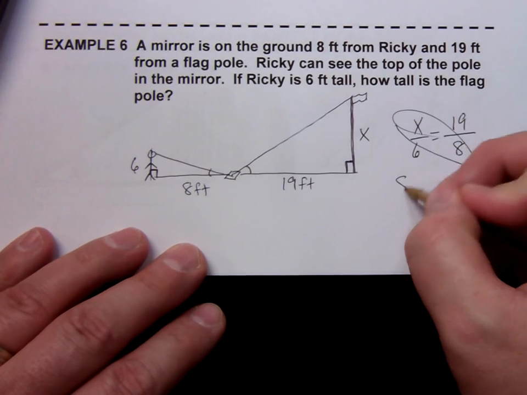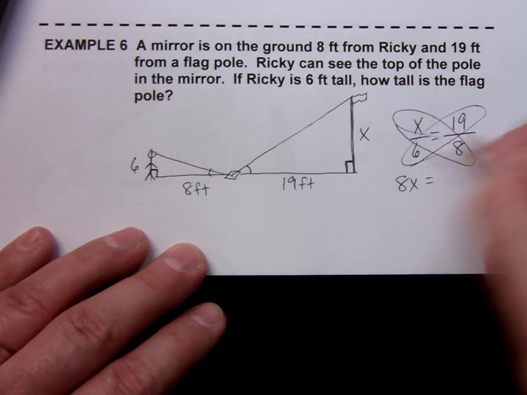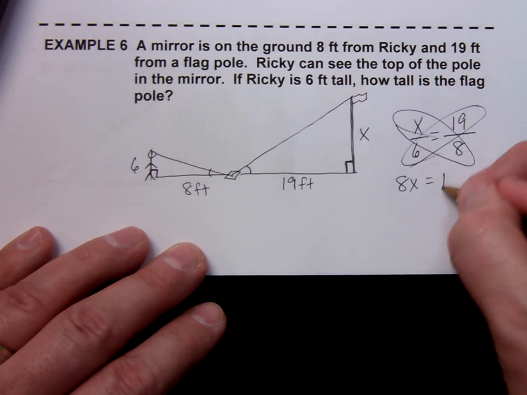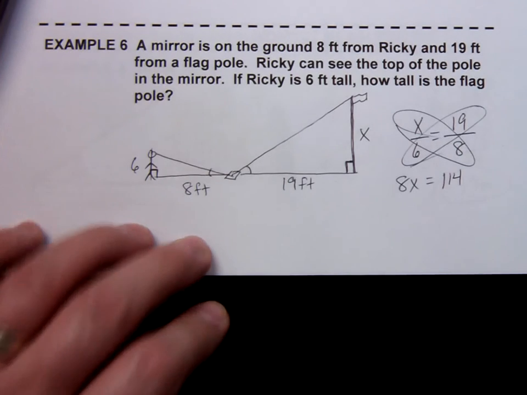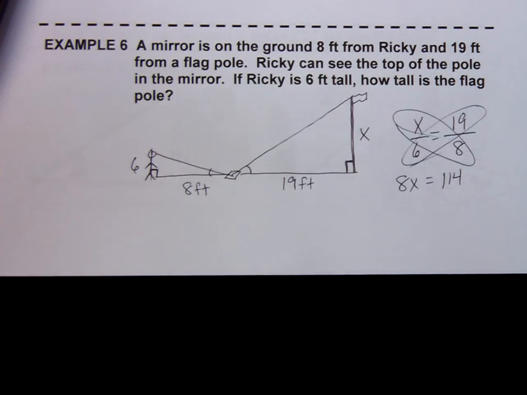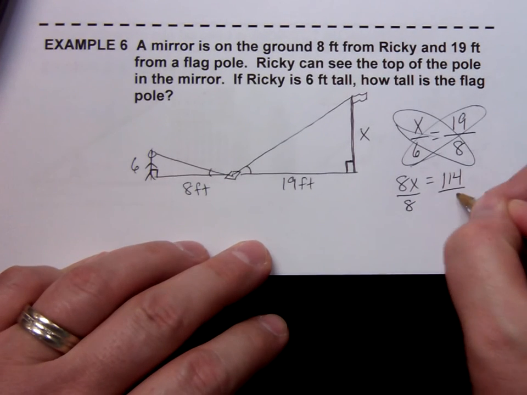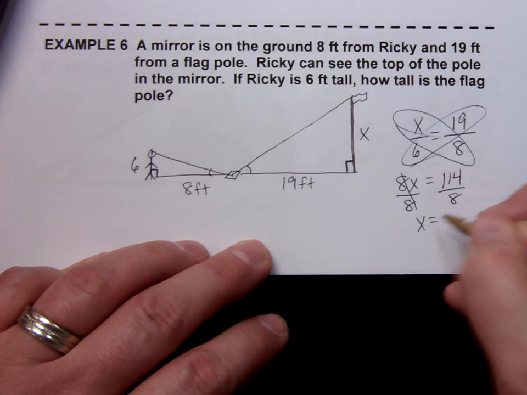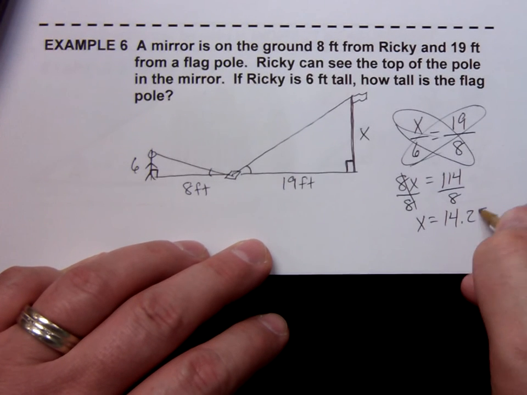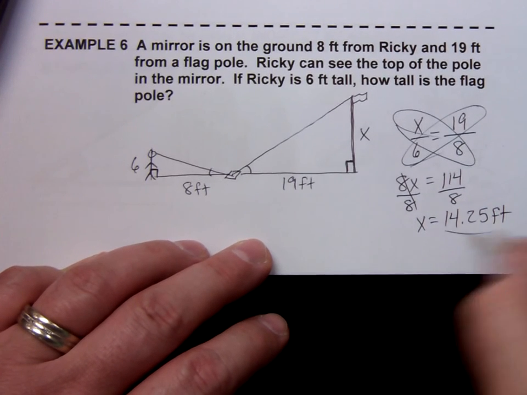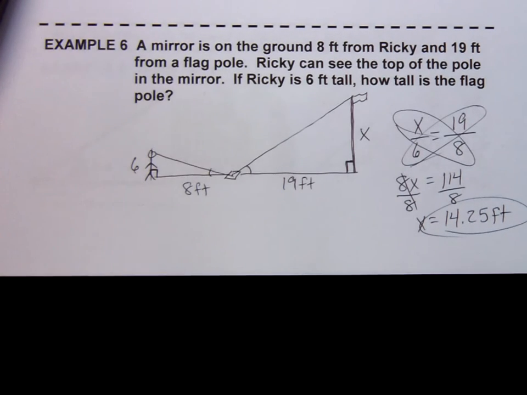So 8 times x, 6 times 19 is 114. And there's the equation to solve. X is being multiplied by 8, so we divide by 8. And you should find out that the flagpole is 14.25 feet tall.